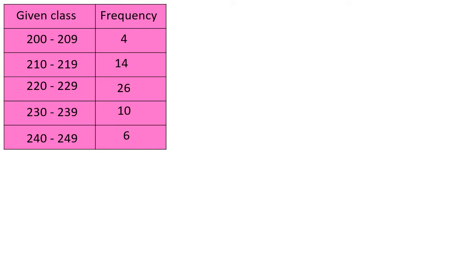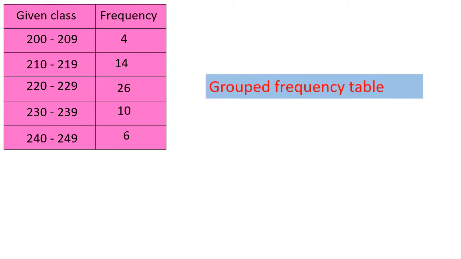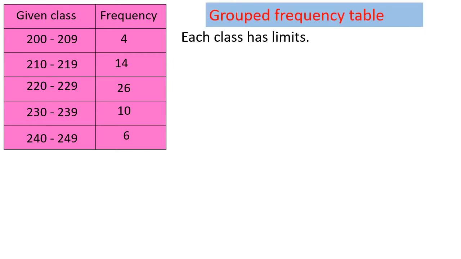So how do we find out the width of the class? It is your inclusive type. For width, we take two consecutive classes. See here, in the group frequency table, each class has a limit. As I told you, 10 scores can be put in each class, so that is called the class range.